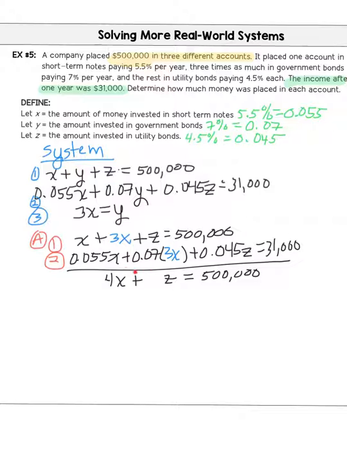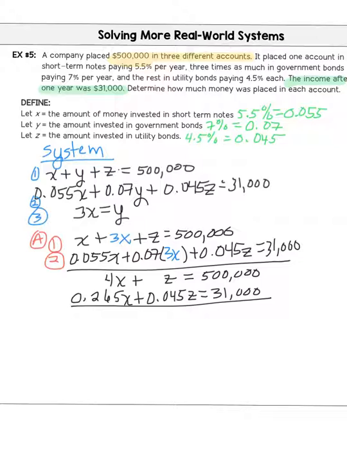Then, if I take this, I'm going to take 0.07, and I'm going to multiply it by 3, and that gives me 0.21 right here. I'm going to add 0.055 to that, and that gives me 0.265. So I get 0.265 x, and then plus 0.045 z is equal to 31,000.